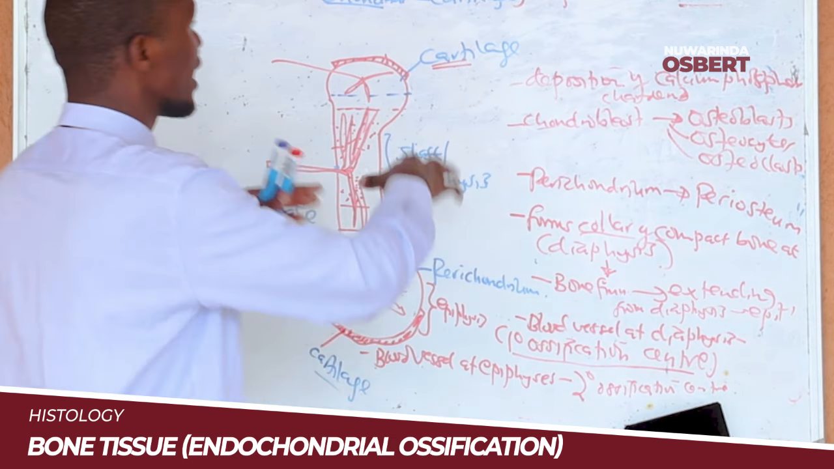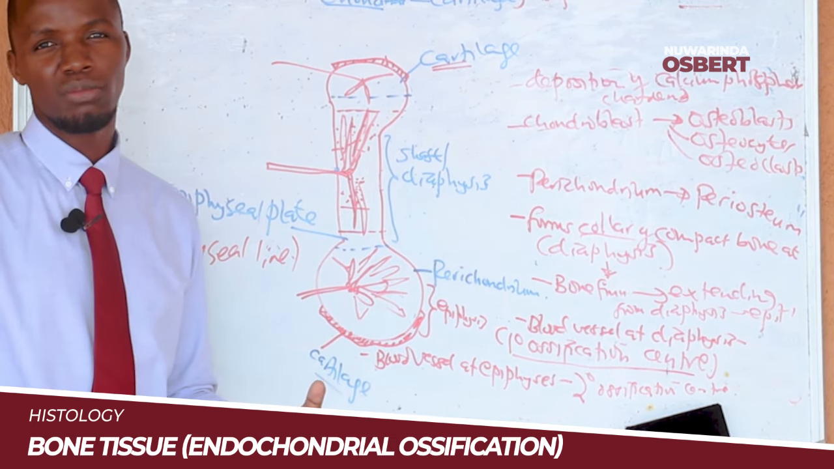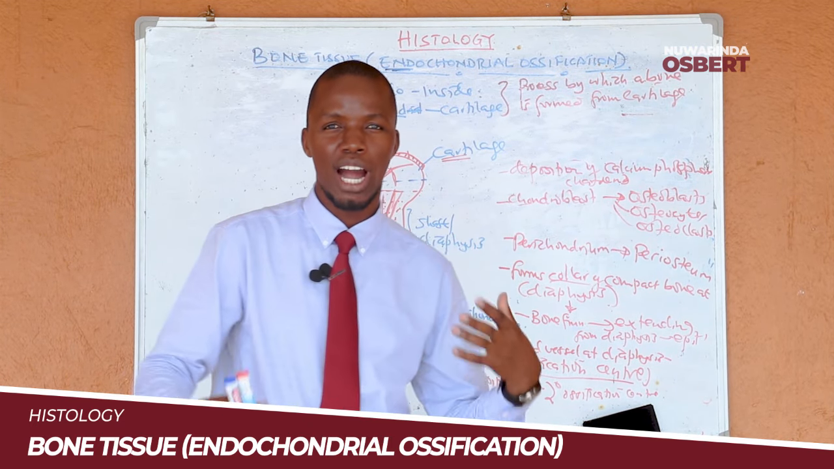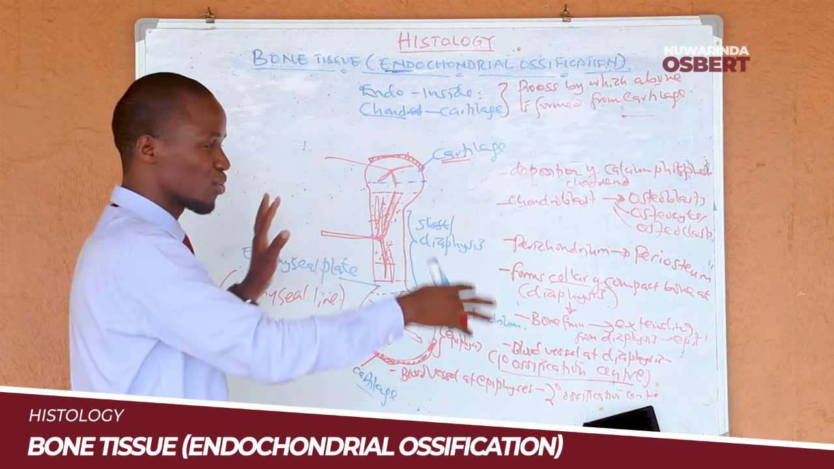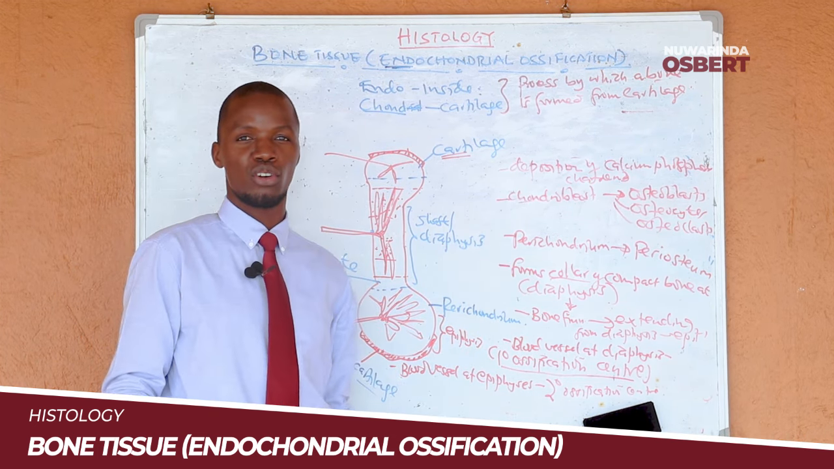So that is it with the endochondral ossification. Now, somebody might say, assume I am writing an essay in an exam. What's the best way? How can I put all these words together? We have said endochondral ossification. First of all, we define what endochondral ossification is.